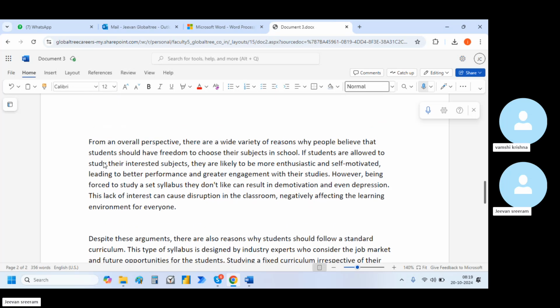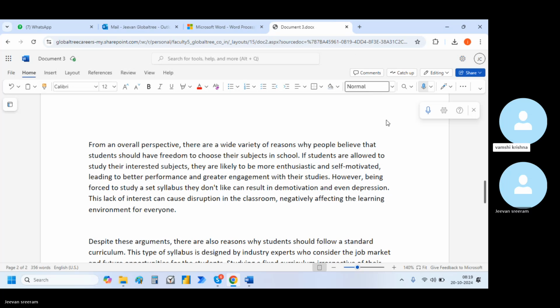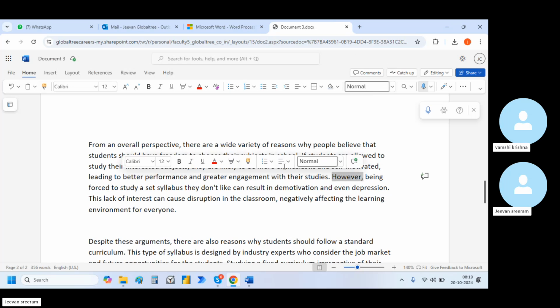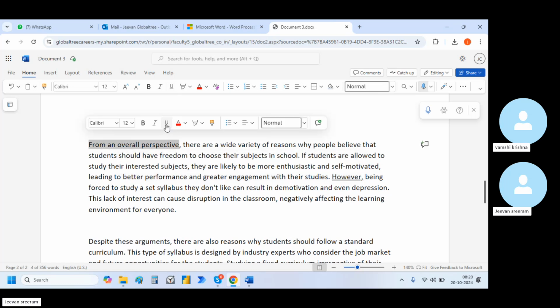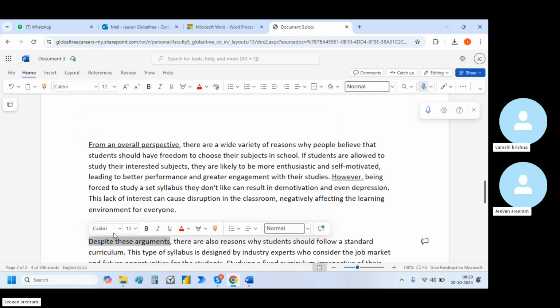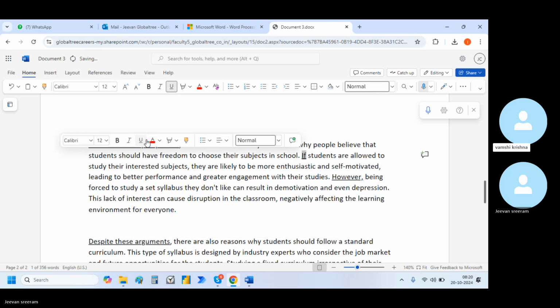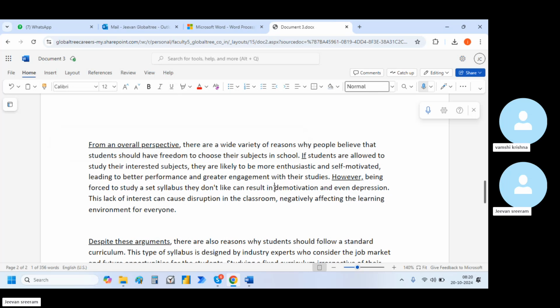Next. So please observe how I am using a wide variety of sentences. I have used a transitional word here. However, let me underline. Please observe the phrase like this from an overall perspective in the beginning. Okay, of every body paragraph, you should start with a phrase like this. Right, Vamshi? There is a conditional if clause. Okay. And result in demotivation, depression. They are actually adjectives. Can cause disruption in the classroom, negatively affecting the learning environment for everyone. Okay.